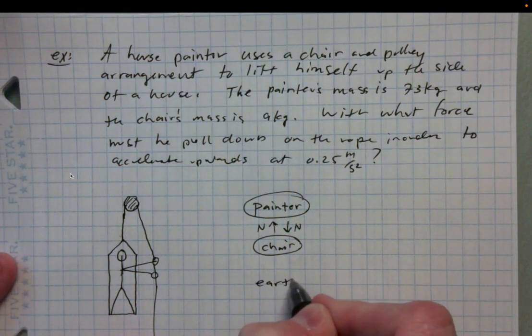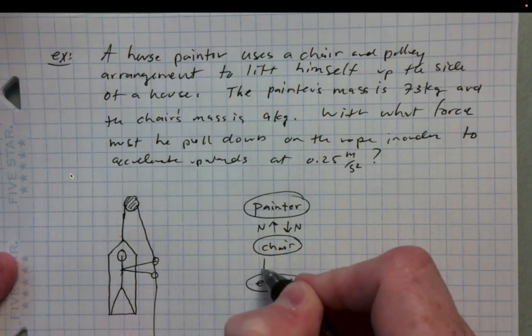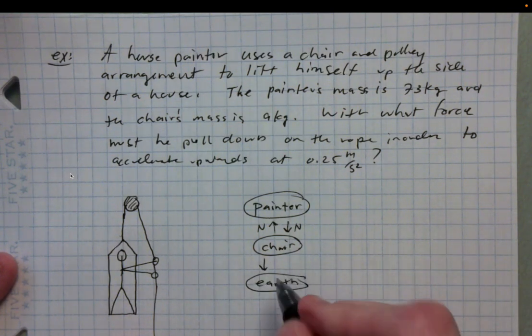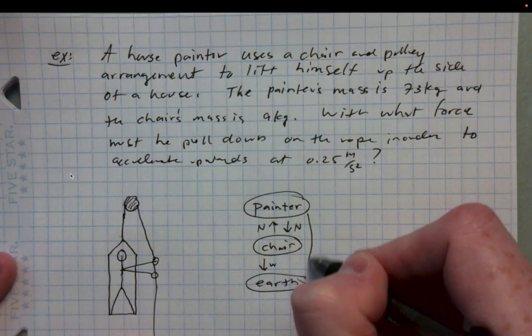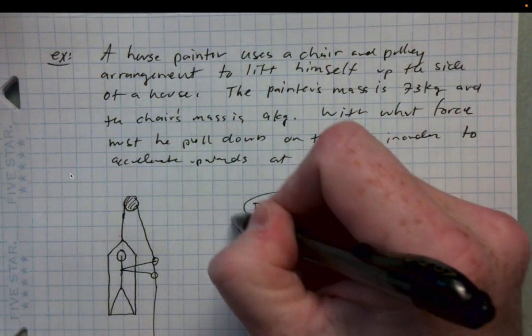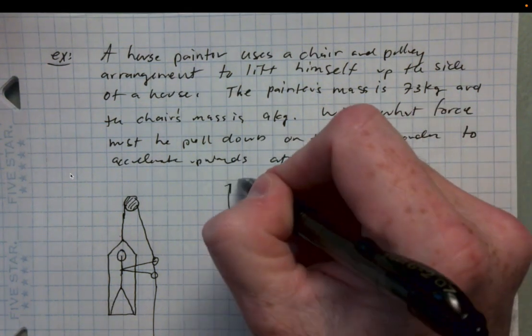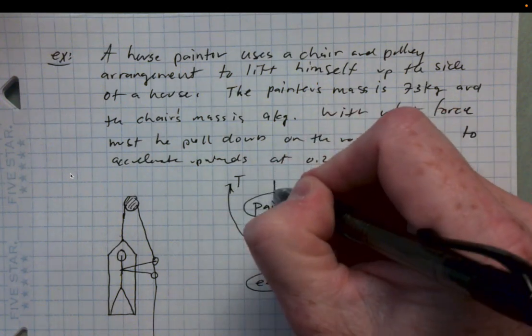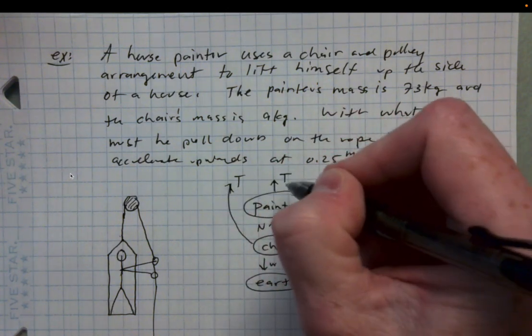Gravity. I'm going to write earth down here. So earth is pulling the chair down. We'll call that its weight. And it's also pulling the painter down. We'll call that weight also. Now, the other thing that's happening here is you've got the tension in the rope that's holding the whole apparatus up. And so the tension is actually operating on the chair, and it's operating on the painter.